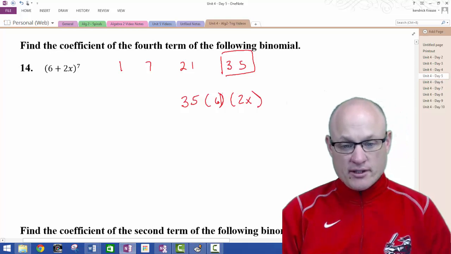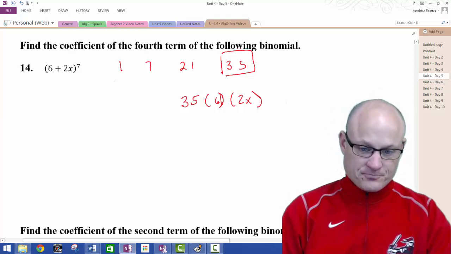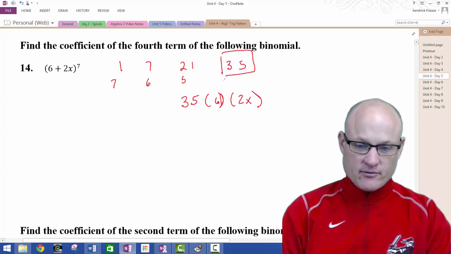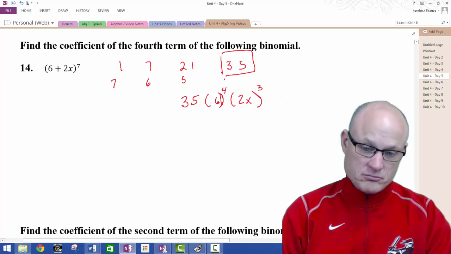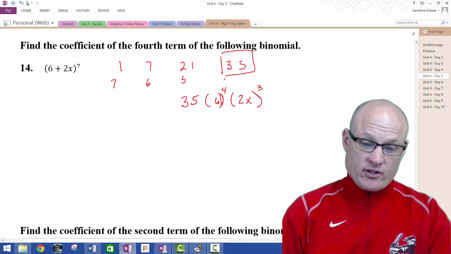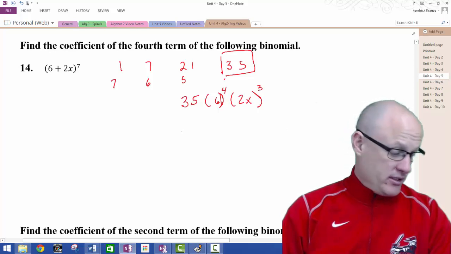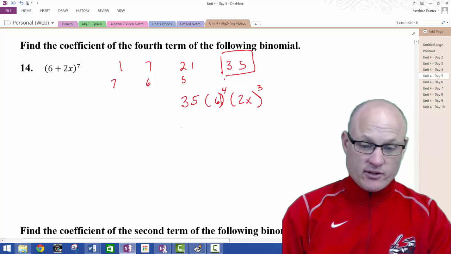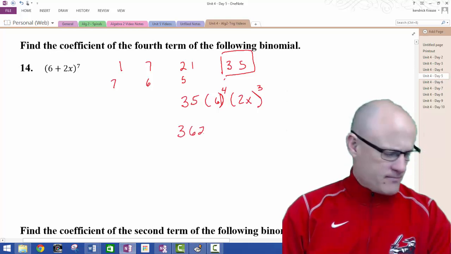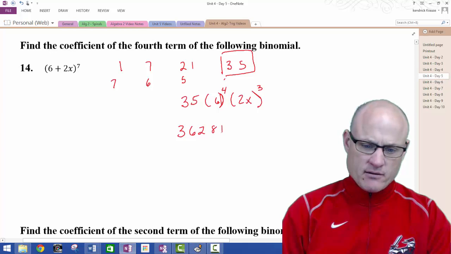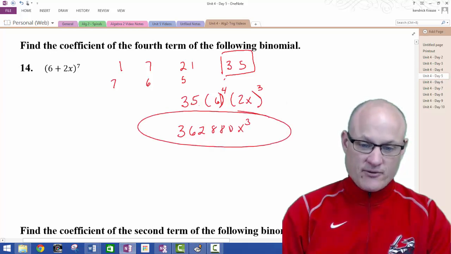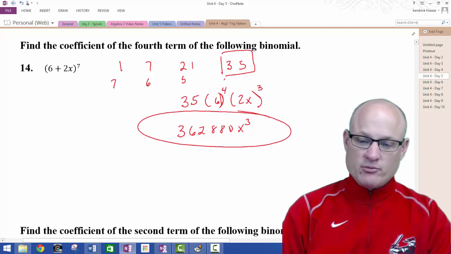Now, on this first one, the parentheses would go 7, 6, 5, 4. Now I could put a 3 here because they have to add up to 7. This is a huge number, so I'm just going to look down to see what it is. It's 362,880 and then x cubed. It's 35, 6 to the 4th was just ginormous. It's kind of like my salary. And then 2 cubed.